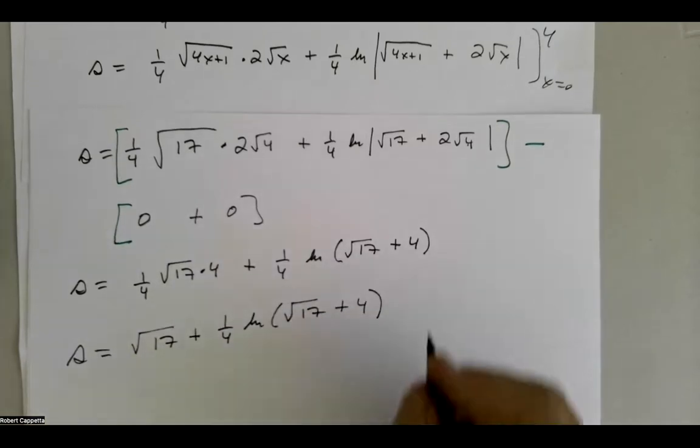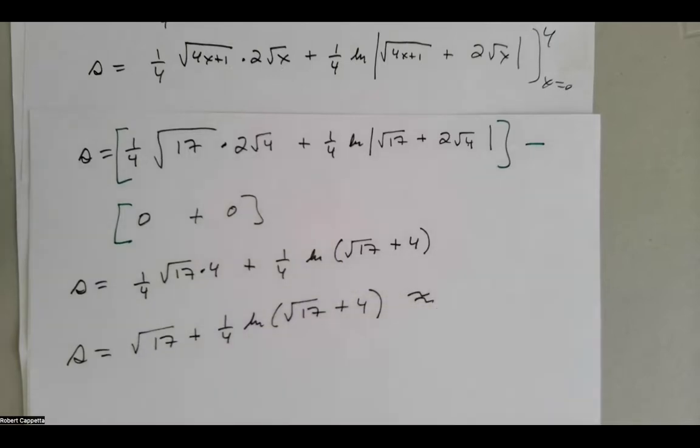Can we get a decimal approximation of that? Let's see what that's going to be. Square root of 17 first, plus 1/4 times the natural log of root 17 plus 4. And I get an answer of about 4.647.